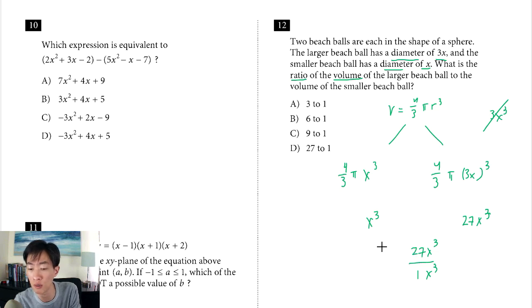Notice that if we wrote in 4/3 pi up here and 4/3 pi down here, it would have divided out just like the x cubed divided out. So the answer is going to be 27, and just make sure that you're cubing both the 3 and the x. Also make sure you memorized your volume of a sphere formula.